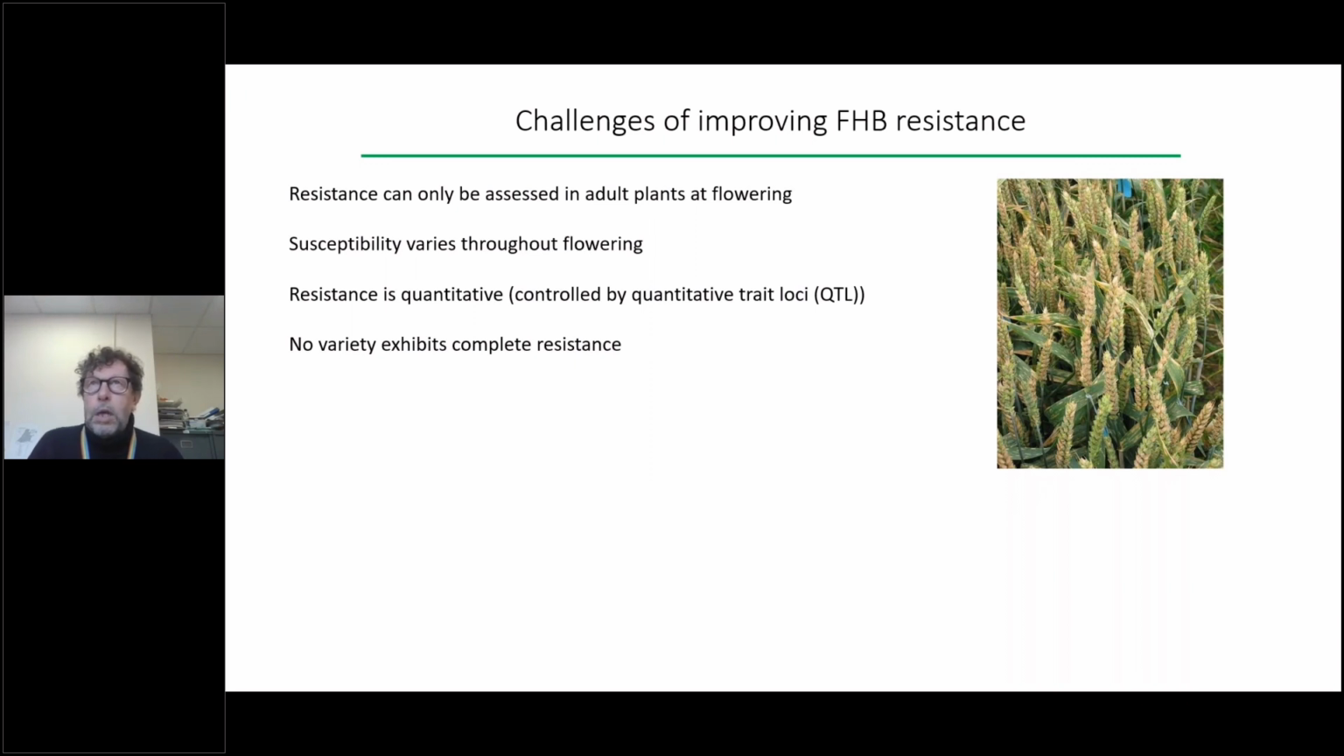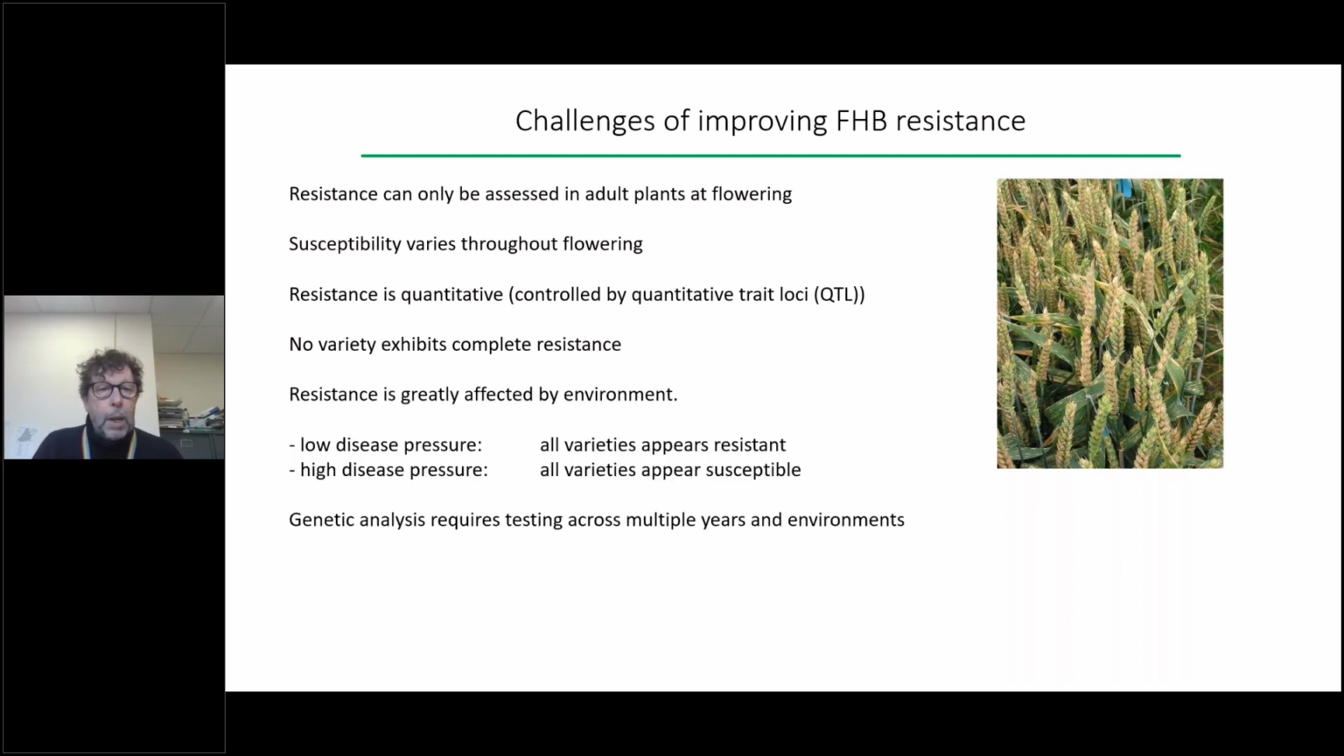There are no silver bullets, no major gene resistances that are really available to us, and no variety exhibits complete resistance. So as disease pressure increases, even the best varieties will collapse under that pressure. And as I've said, resistance is affected by environment, such that if you're carrying out your disease assessments under low disease pressure, most things will look resistant. High disease pressure, everything will appear susceptible. So it's extremely difficult to identify lines which have got truly useful levels of resistance.